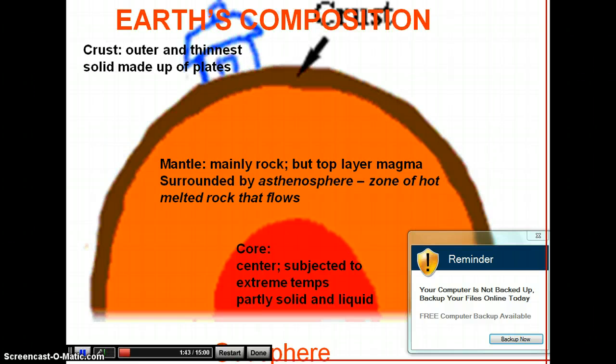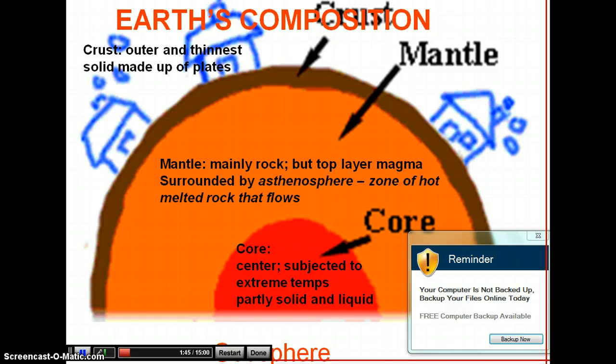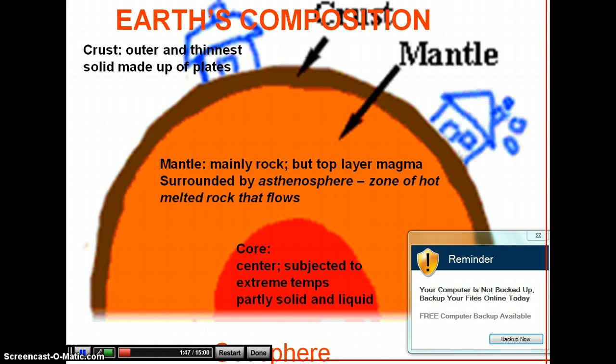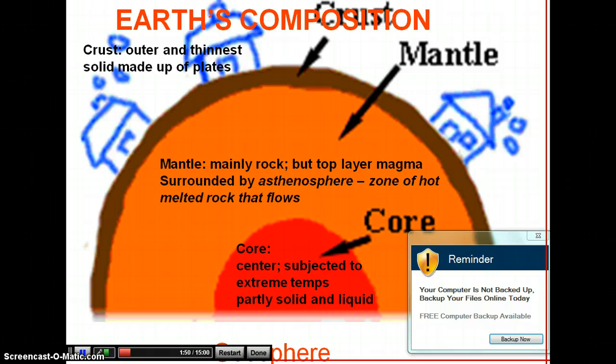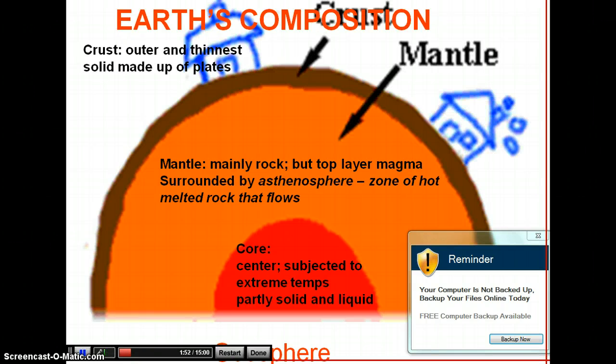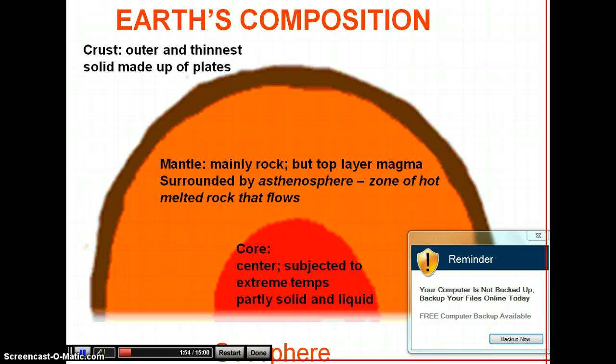The crust, think of obviously the outer layer, like your pizza crust, right? The outer layer of the pizza. And it's thin and it's composed of plates. What do we call these plates? Tectonic plates.